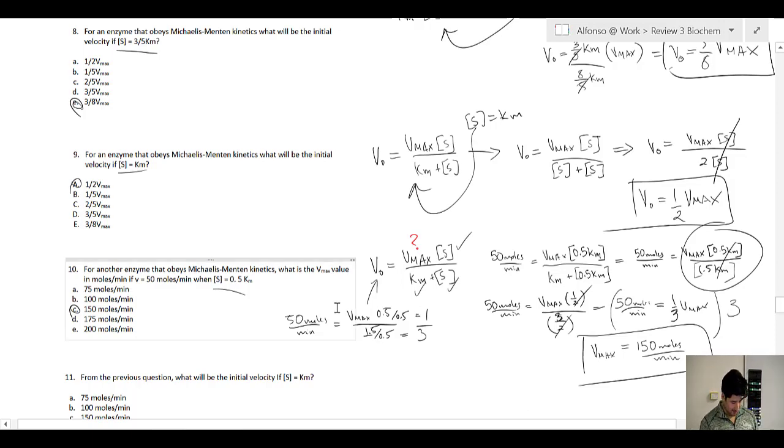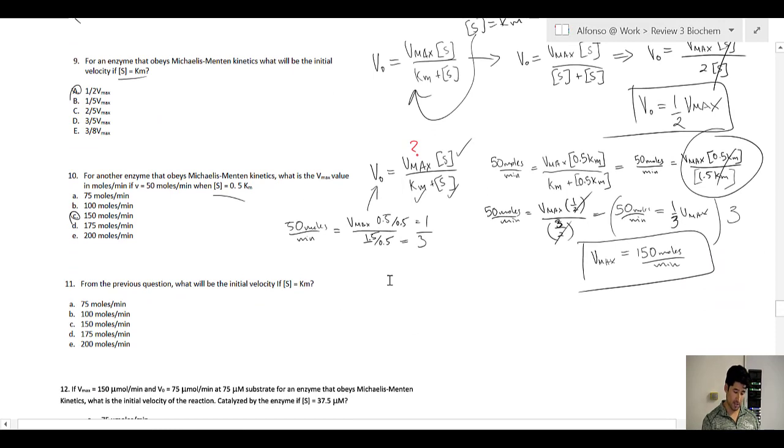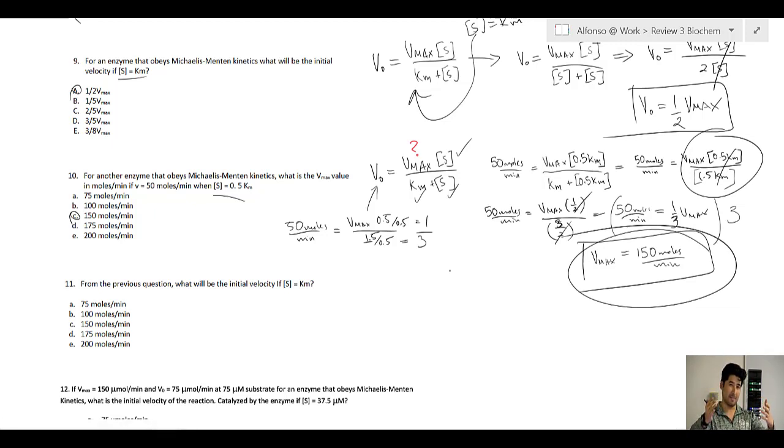Let's see. Number 11. From the previous question, what will be the initial velocity if the substrate concentration is equal to your Km? Okay, we know the Vmax. That's 150 moles per minute. When the substrate concentration is equal to the Km, what is it? When the substrate concentration is equal to your Km, your initial velocity is 1/2 of the Vmax.